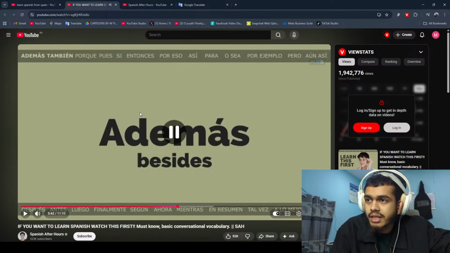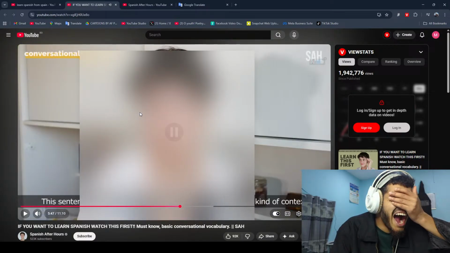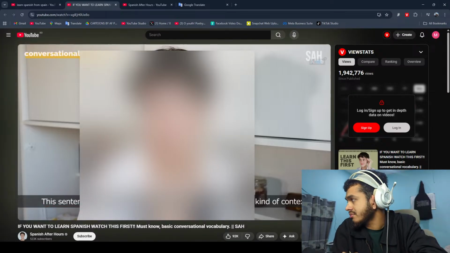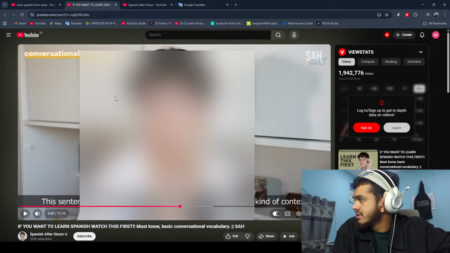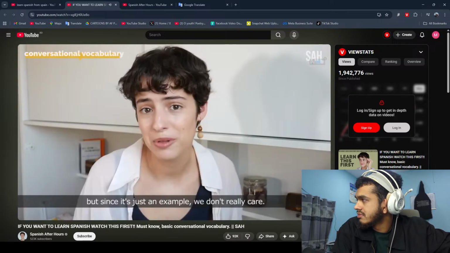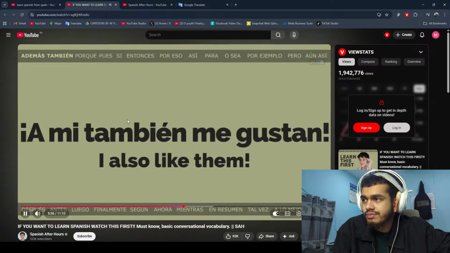Connectors. Además. Besides. Además, a mí me encantan los animales. This sentence would make much more sense if it was in any kind of context, but since it's just an example, we don't really care. También, also. A mí también me gustan.